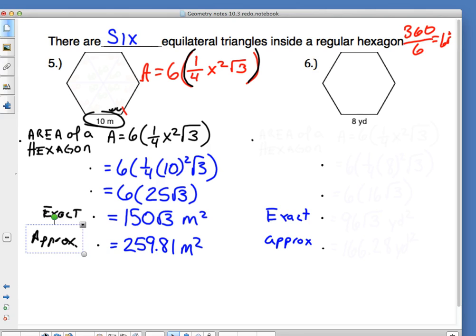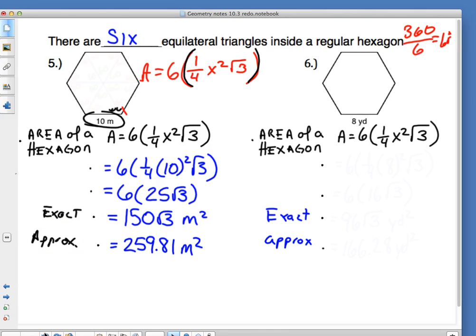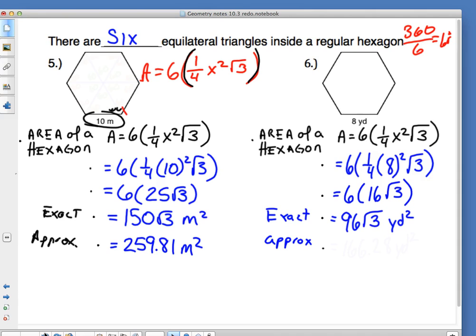Again, the formula I'm using only works as a hexagon. If you're using this formula for any other shape other than a hexagon, you're doing it wrong. Side length is 8. I plug that in for x because that's what it represents. 8 squared is 64, divided by 4 is 16. 16 times 6 gives me 96. The square root of 3 is my exact. Pop it in my calculator, and I can round to the 100th, and I'm done.